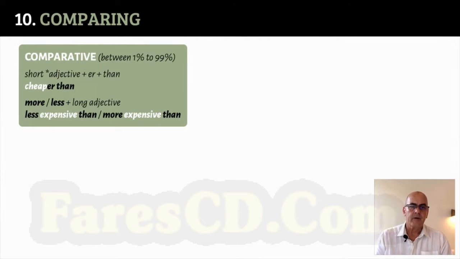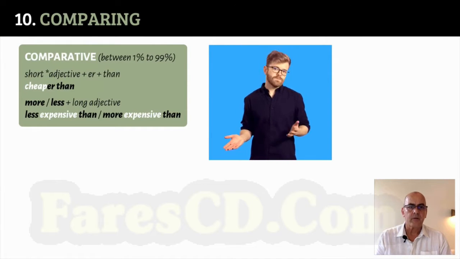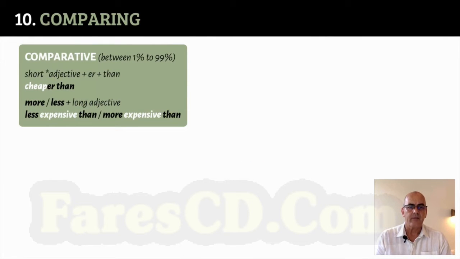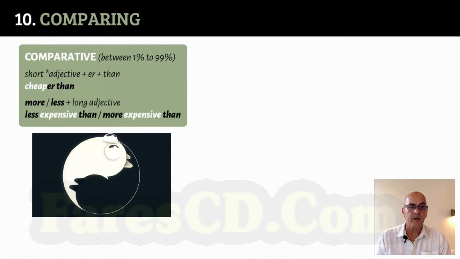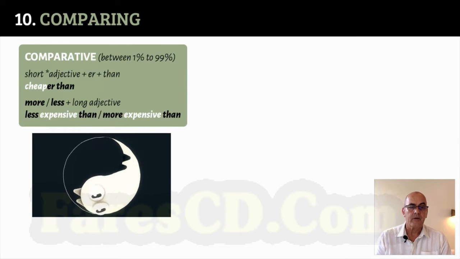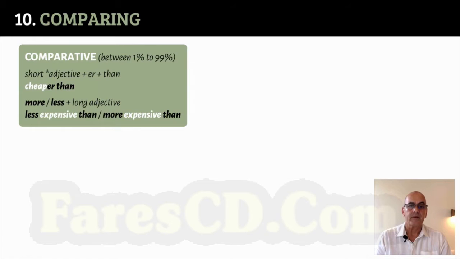Comparatives. A comparative is between 1 to 99%. For short adjectives, we add er plus than. So an adjective like cheap, cheaper than. And for long adjectives, we add more or less. So the word expensive, less expensive than, more expensive than. An adjective is used to describe a noun or a thing.